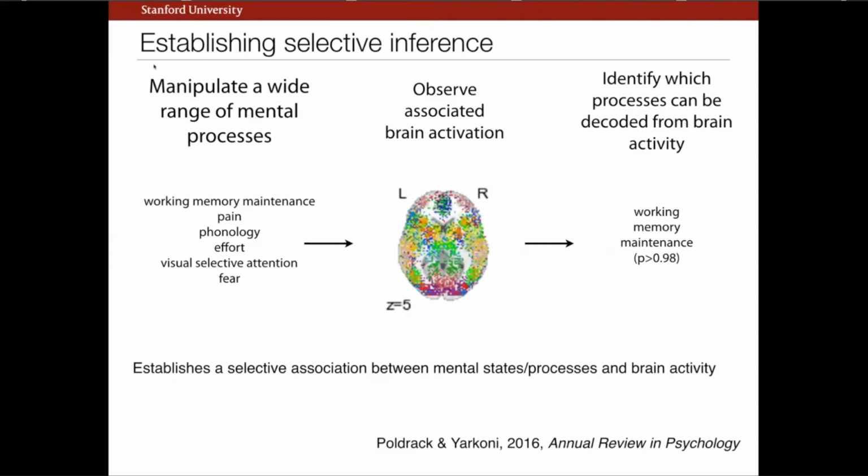argument that we need to take a strategy that allows us to move from this very unselective type of inference to a selective inference strategy that basically asks, what can we decode from brain activity that's specific to particular mental states? And that will allow us to start more selectively relating activity patterns in the brain to particular cognitive functions.